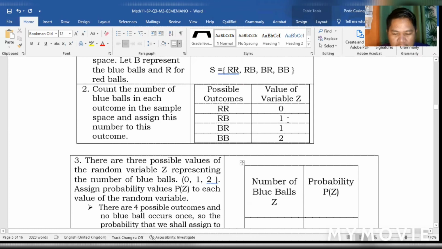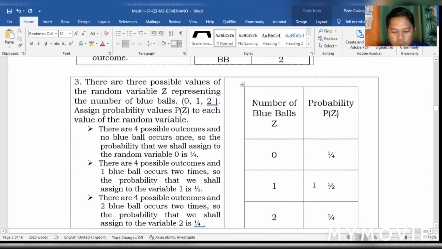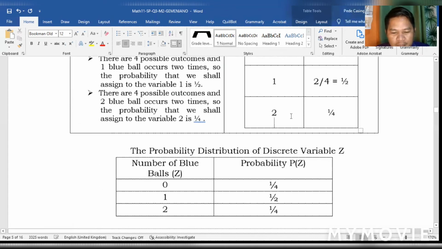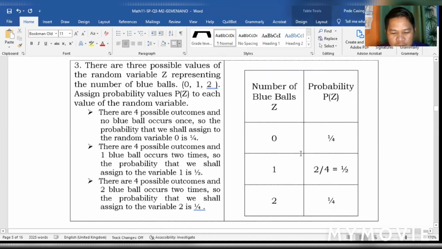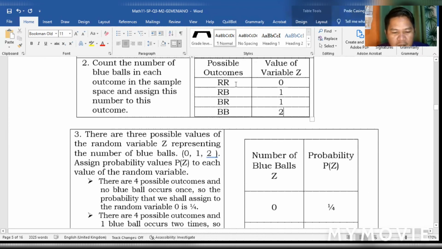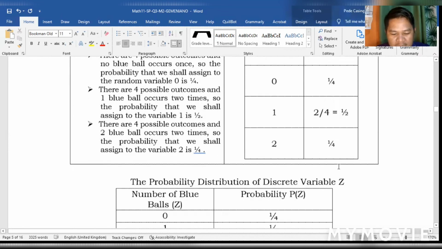How about sa number of blue balls 1? So as you can see, meron siyang 1 here, dalawa. So lagyan mo lang 2 over 4, or that is equal to 1/2. So the probability of 1 is 1/2. Meaning, pangalawang beses siya nag-possible outcome. Sa 2 naman, isa lang ang 2. So, lagyan mo lang 1/4. Again, yung 4 denominator natin is how many possible outcomes? You have 1, 2, 3, 4. So, that is our probability.